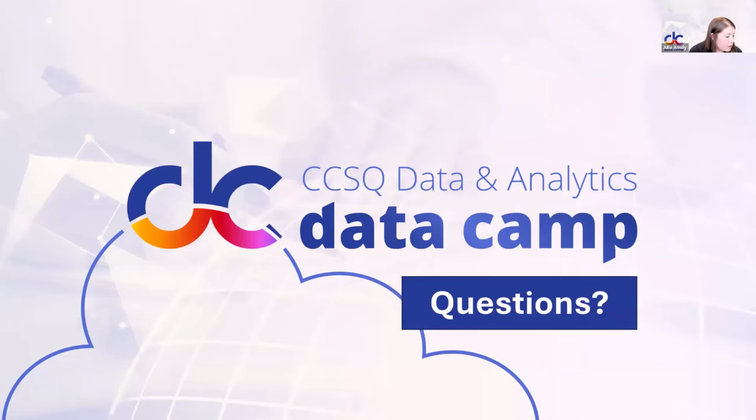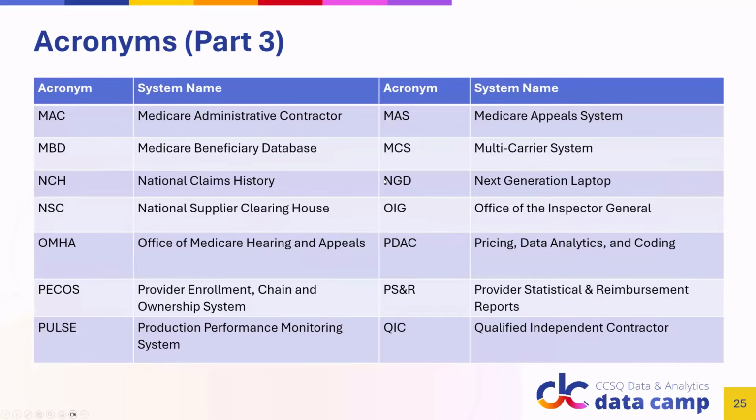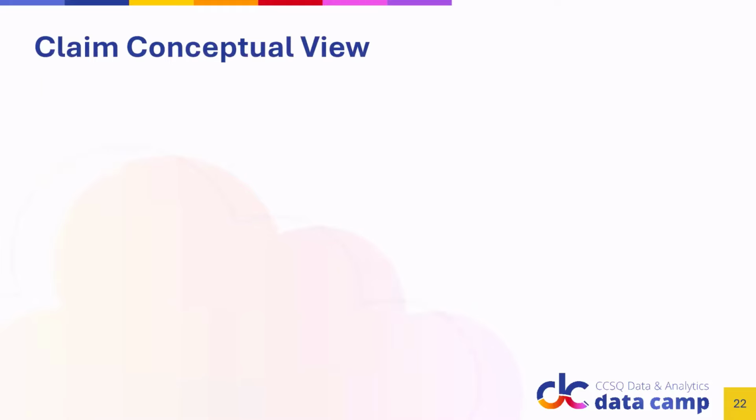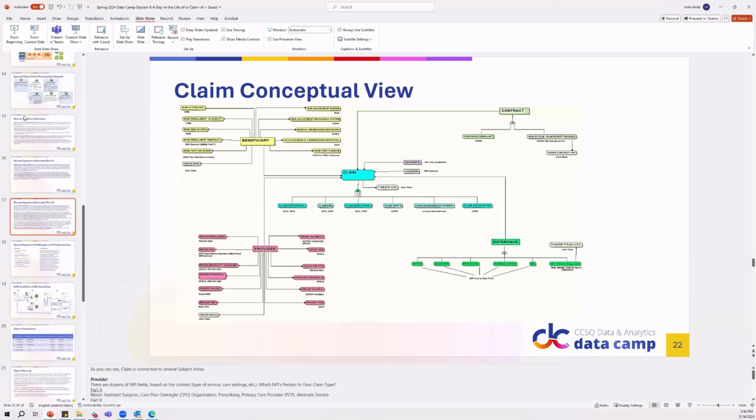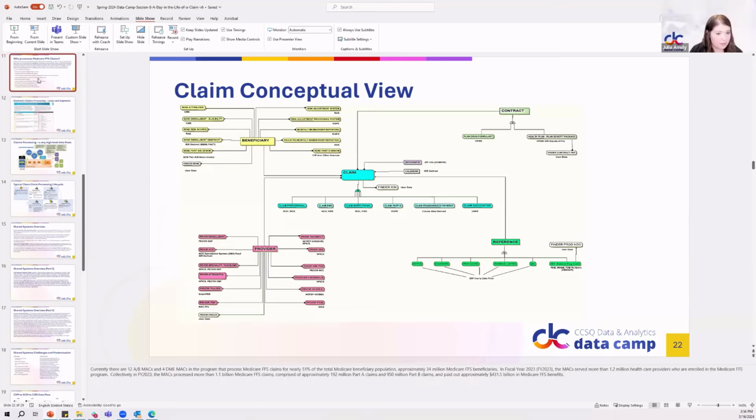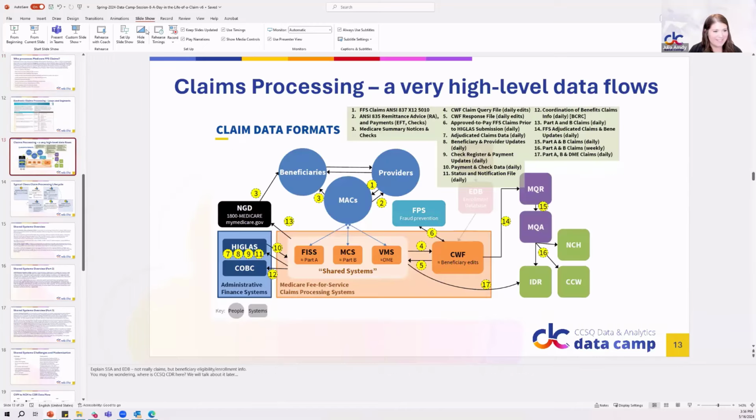Our next question, why is there a direct flow of claims data bypassing the CWF from shared systems to the IDR and not the NCH? And then there's like a follow-up part as well. Let's go to that slide. I think it is slide 12 or 11. Here, let me exit out and then we can scroll up. That would probably be easier. This one? 13. Yeah.